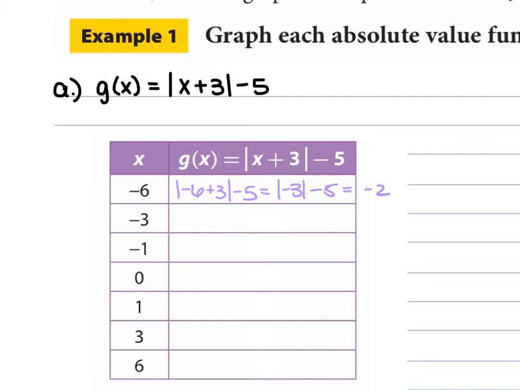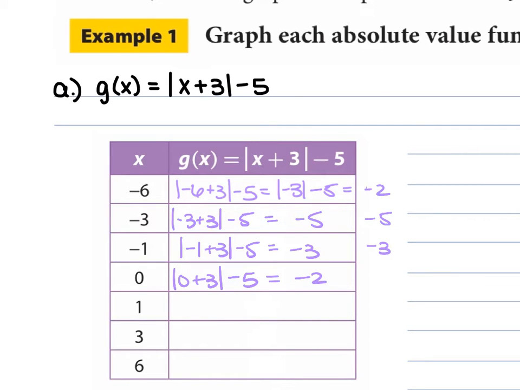Now, we have the absolute value of negative 3 plus 3, which is the absolute value of 0. 0 minus 5 is negative 5. For the negative 1, we have the absolute value of negative 1 plus 3, which is 2, minus 5. 2 minus 5 is negative 3. From here, 0 plus 3 is 3. The absolute value of 3 is 3. 3 minus 5 is negative 2.